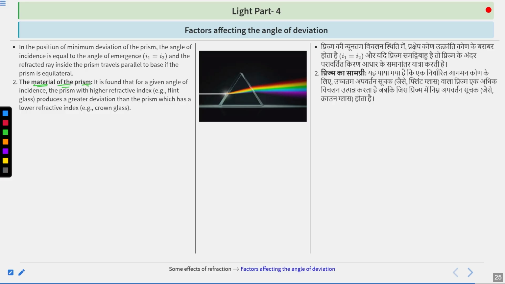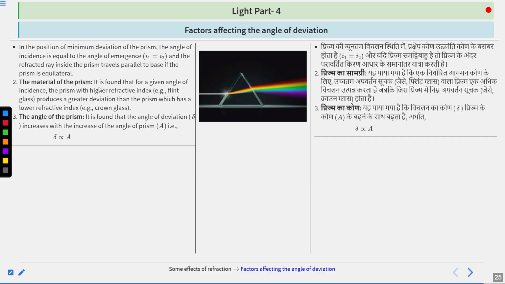What about the material of the prism? It is found that for a given angle of incidence, the prism with higher refractive index, for example flint glass, produces a greater deviation than the prism which has a lower refractive index, for example crown glass. What about the angle of prism? It is found that the angle of deviation delta increases with the increase of the angle of prism A. Therefore, delta is directly proportional to A. This condition is satisfied here.